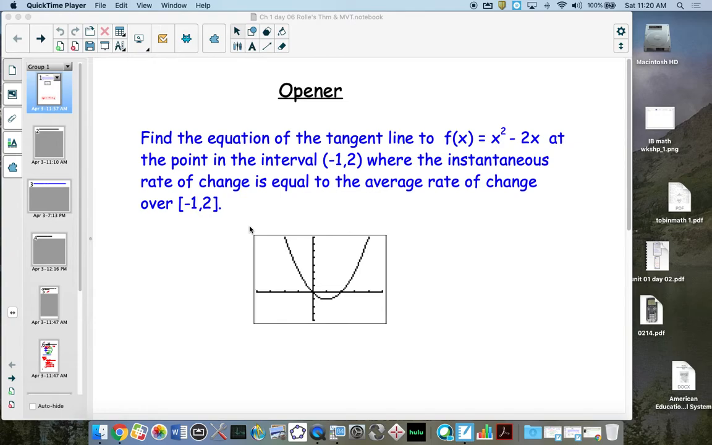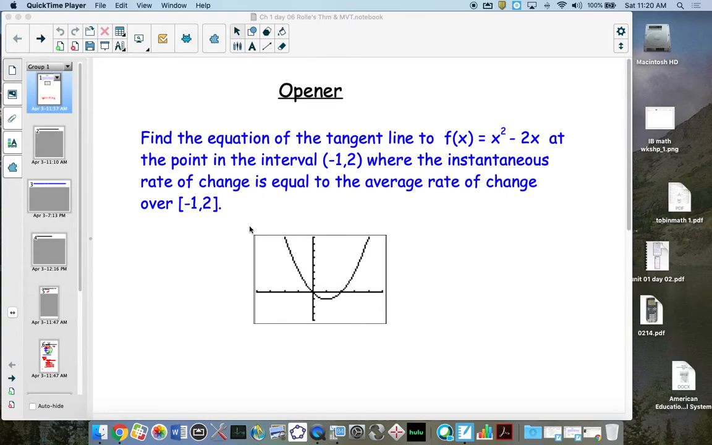So my suggestion is to hit pause, try and work this out, and then compare it with the solution that I worked through. Okay, today we're going to be talking about Rolle's theorem and the mean value theorem. And this is the last section in the first chapter, and then I'll assign some review problems a little later on during the week. But you should have this completed by Friday.